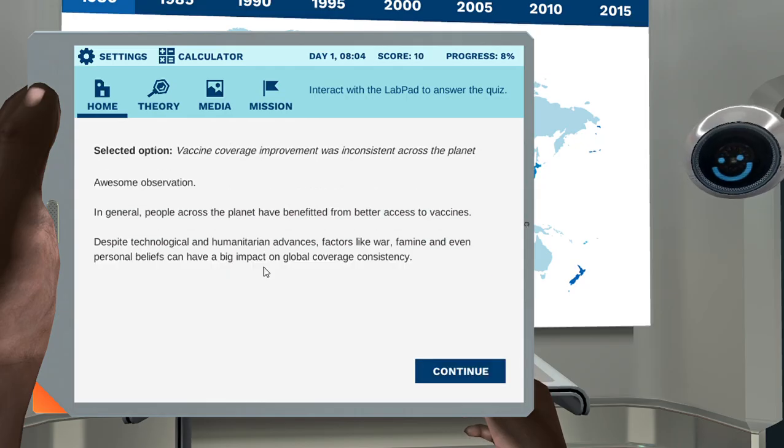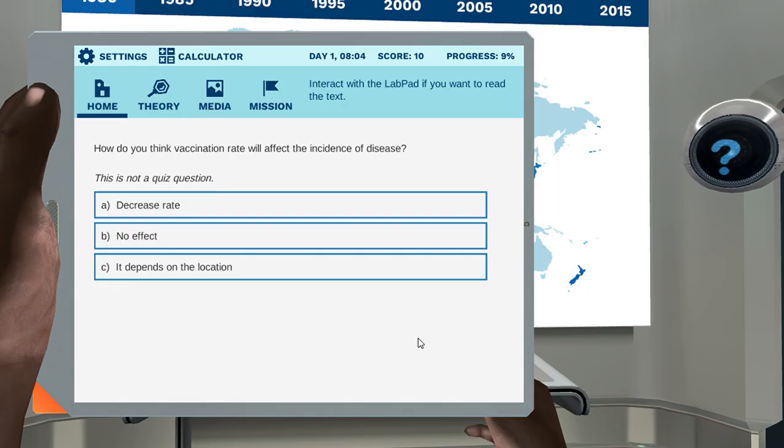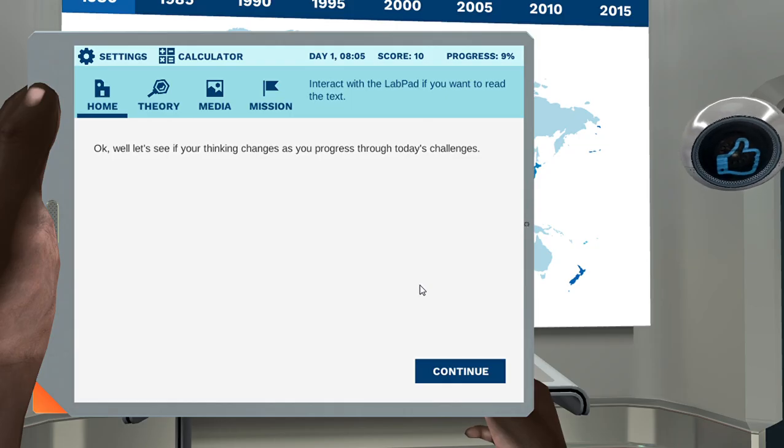Awesome observation. In general, people across the planet have benefited from better access to vaccines. Despite technological and humanitarian advances, factors like war, famine, and even personal beliefs can have a big impact on global coverage consistency. How do you think vaccination rate will affect the incidence of disease? Option A, decrease rate. Option B, no effect. Option C, it depends on the location. Okay, well, let's see if your thinking changes as you progress through today's challenges.